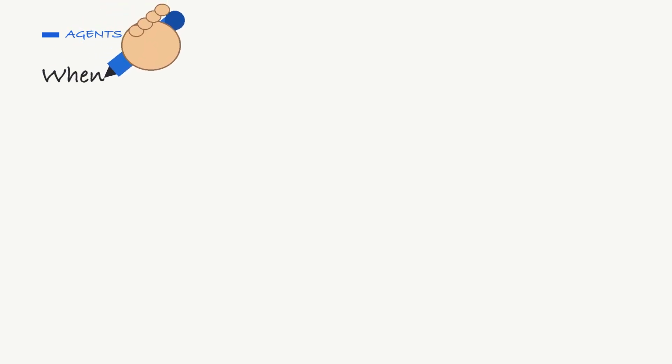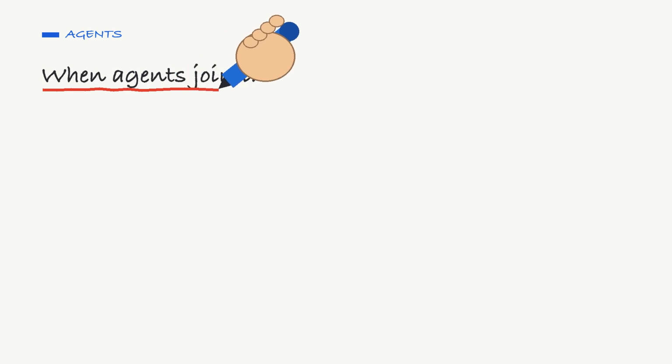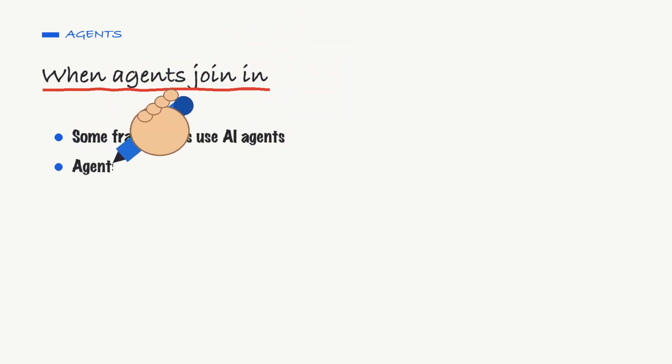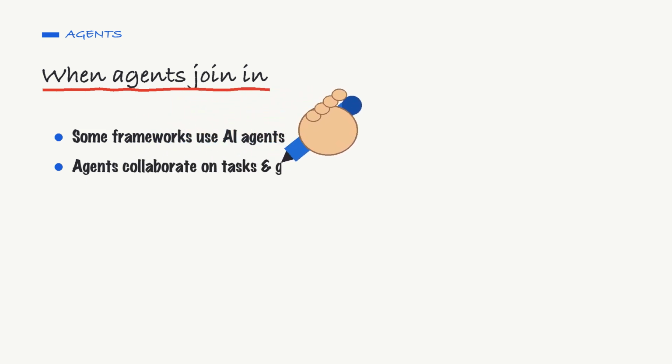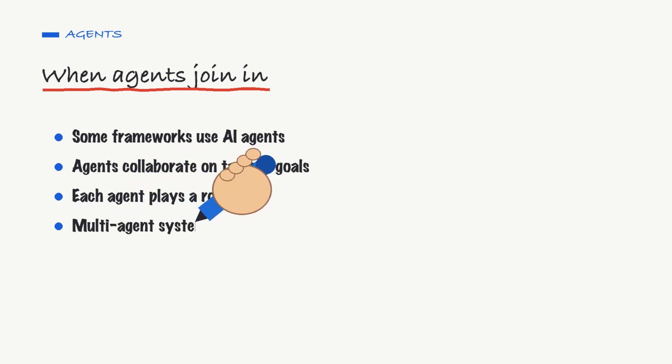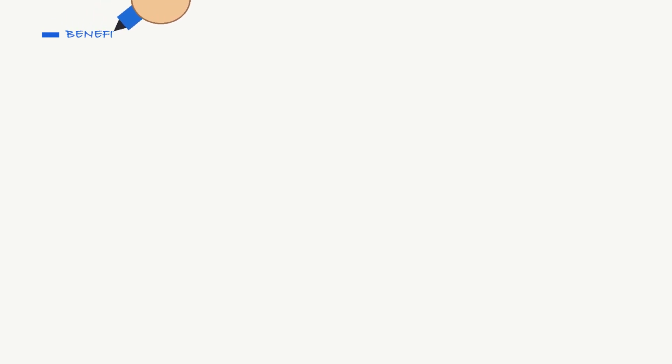Orchestration is also going agentic. Some frameworks use AI agents that collaborate to complete tasks and goals. Instead of one model answering, multiple agents, each with a role, talk to each other and divide the work. These multi-agent systems can take on complex, multi-step jobs that a single model would struggle to finish alone. All of this pays off.